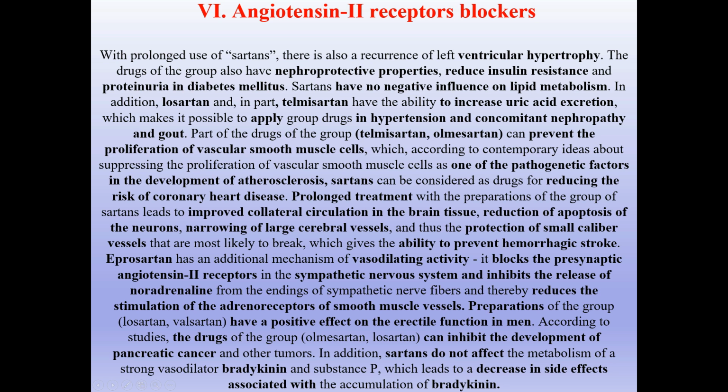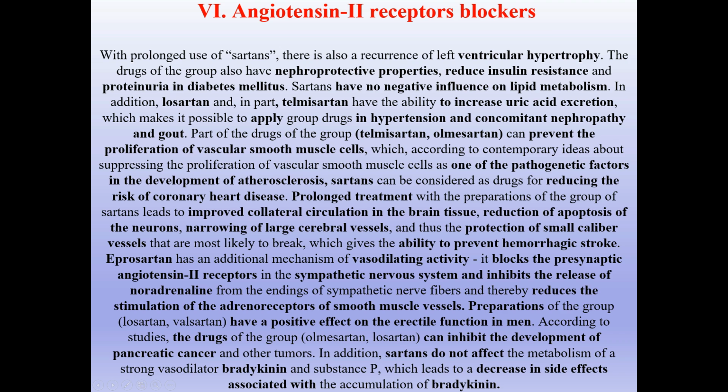The drugs of the group also have nephroprotective properties, reduce insulin resistance and proteinuria in diabetes mellitus. Sartans have no negative influence on lipid metabolism. In addition, losartan and, in part, telmisartan have the ability to increase uric acid excretion, which makes it possible to apply them in hypertension with concomitant nephropathy and gout.